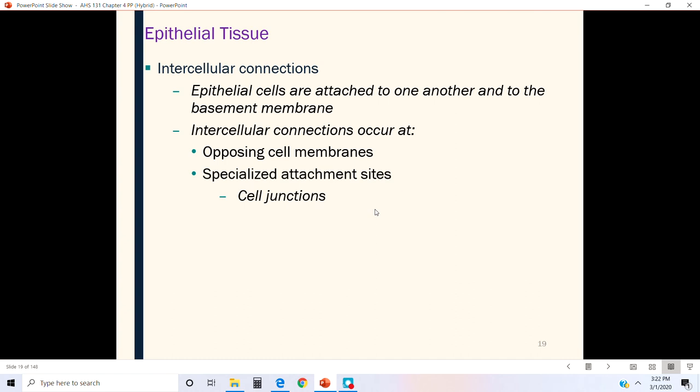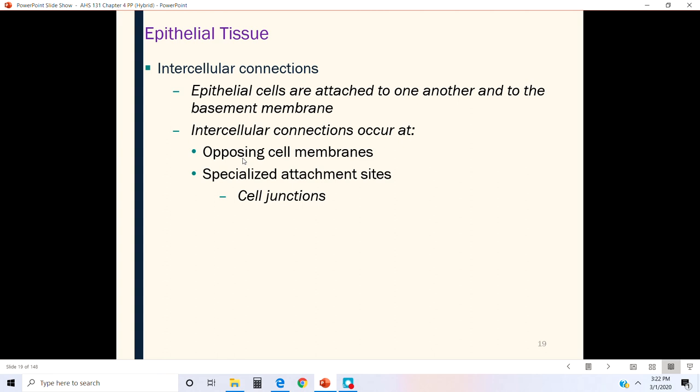Okay, so let's take a look at intercellular connections, right? Inter means between. Cellular means the cells. So between the cells, we have connections that are holding the cells together. Epithelial cells are attached to one another and to the basement membrane. Now, these intercellular connections are going to occur in two places. They're going to occur between two cell membranes. Let's just say my hand here is the cell membrane of one cell. Here's the cell membrane of another cell.